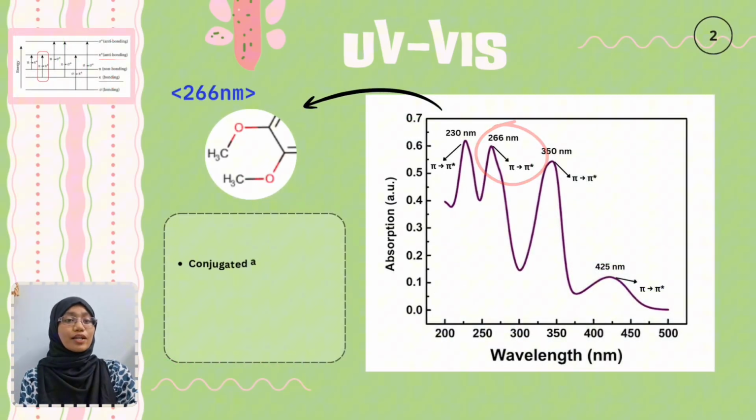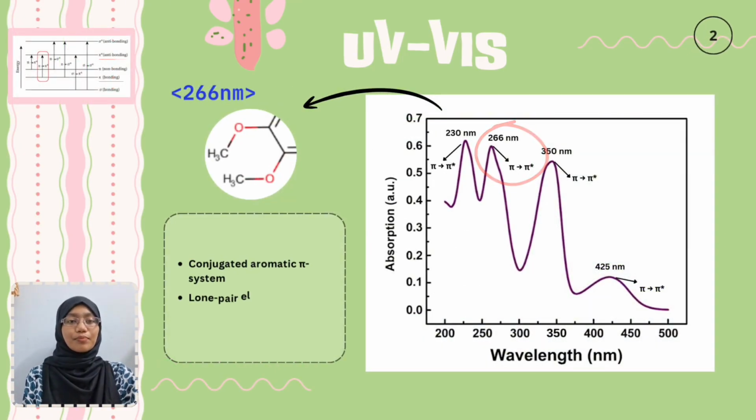To summarize, the 266 nm peak confirmed the role of the conjugated aromatic pi system in berberine. The lone pair electrons on the oxygen atom of the methoxy group further extend the delocalization of pi electrons. So, this enhanced delocalization is key to understanding the specific optical properties of the berberine molecule.